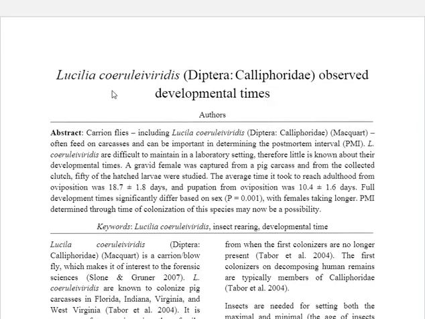Okay. Observed developmental times. That's a pretty good title. Good job using Diptera Calliphoridae. Remember the author. But because this particular paper only goes from egg to adult, you might want to be a little more specific, because saying observed developmental times implies egg, all the different stages of larvae, the pupae and the adult. And it doesn't do that.